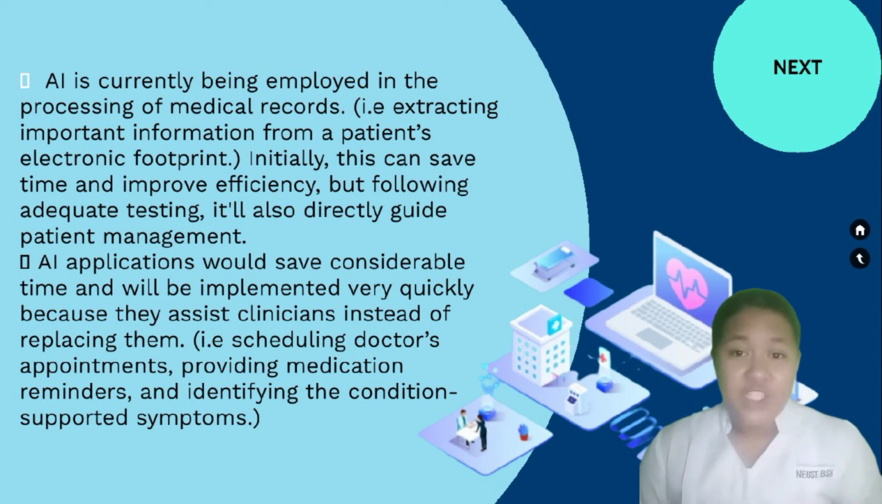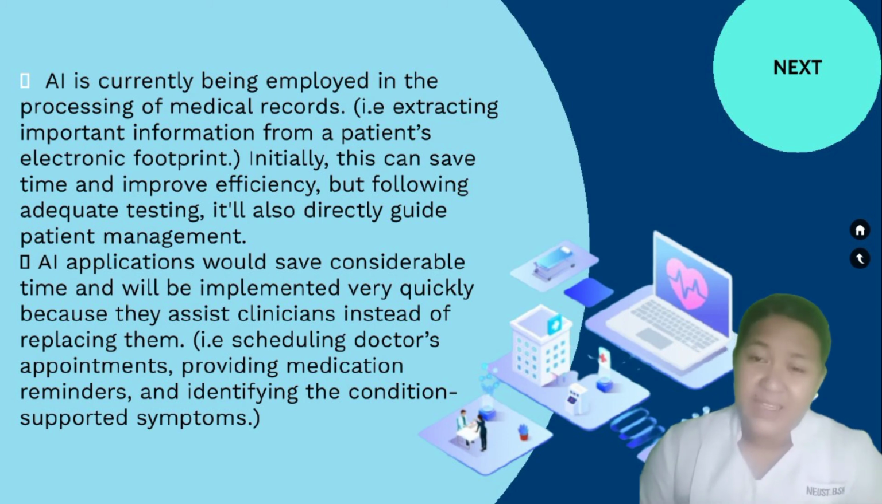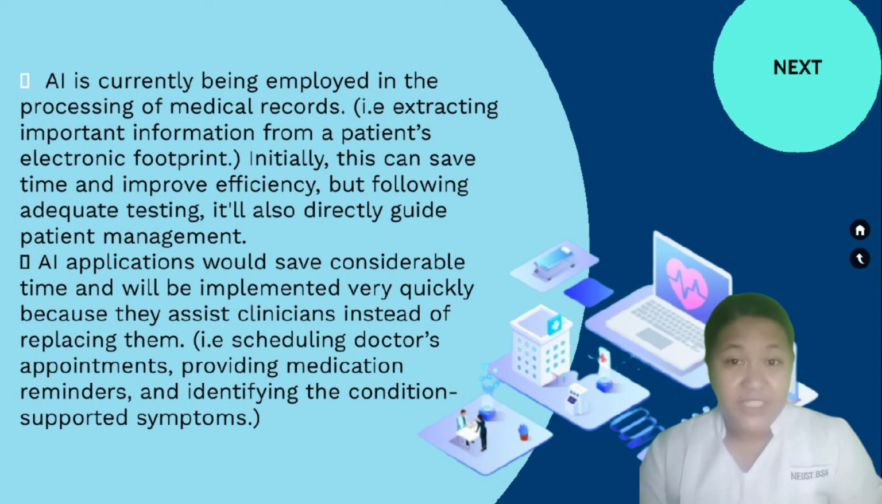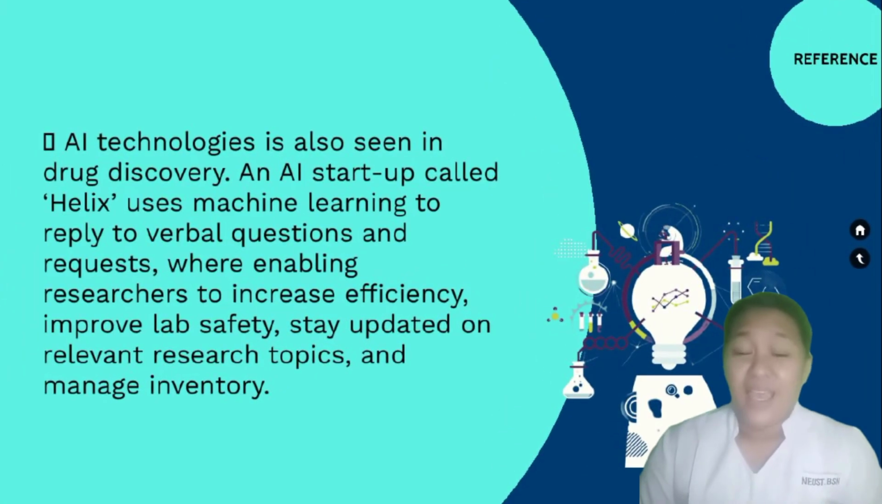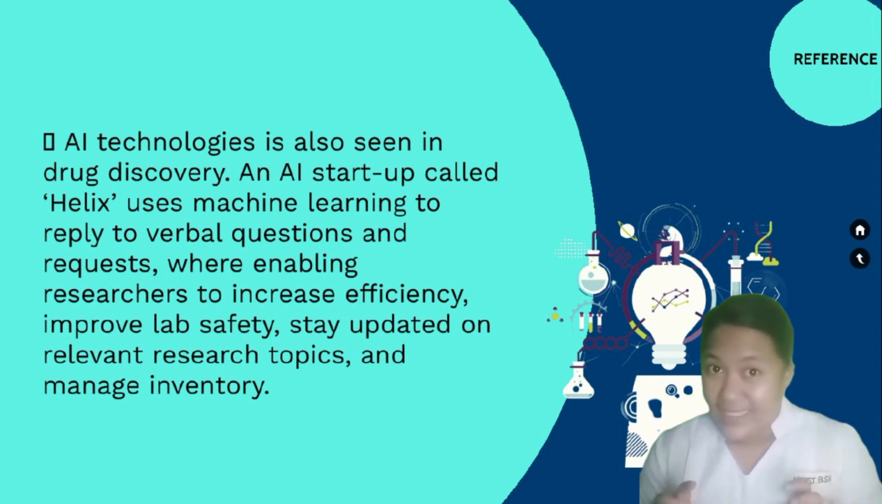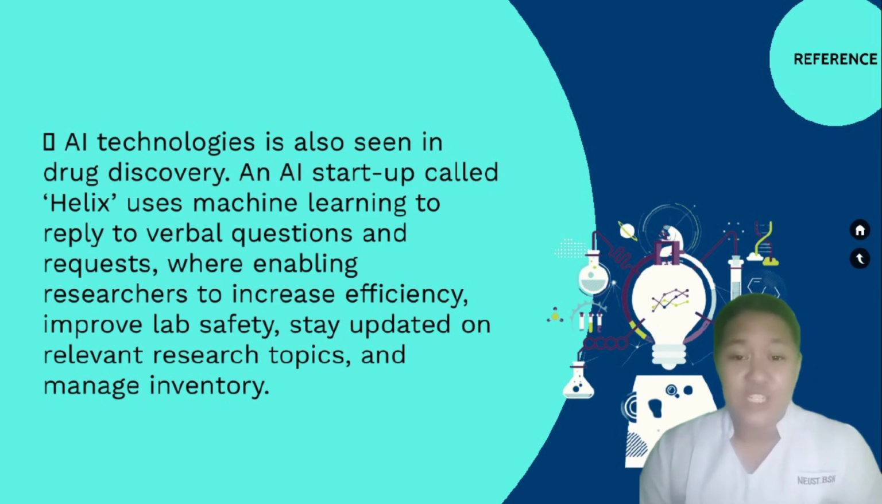Fifth, AI applications would save considerable time and will be implemented very quickly because they assist clinicians instead of replacing them. For example, scheduling doctors' appointments, providing medication reminders, and identifying conditions based on symptoms. And the last one is that AI technology is also seen in drug discovery. An AI startup called Helix uses machine learning to reply to verbal questions and requests. We're enabling researchers to increase efficiency, improve lab safety, stay updated on relevant research topics, and manage inventory.